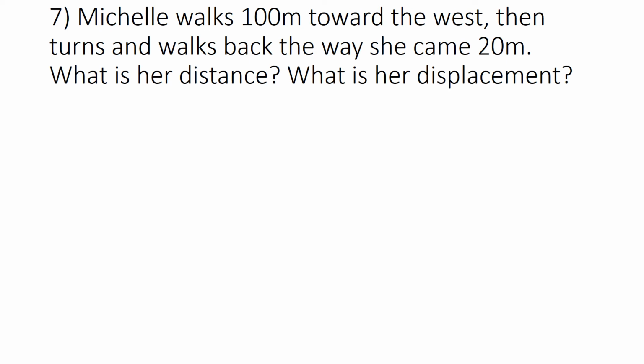Here is your answer. All right. So Michelle, she walks 100 meters towards the west. Okay. And then turns and walks back 20. Okay. And that's in meters. And so her total distance, this would be 120. And then her displacement, don't forget your unit, no naked numbers. Her displacement is going to be 100 minus 20, so total displacement is going to be 80 meters to the west.